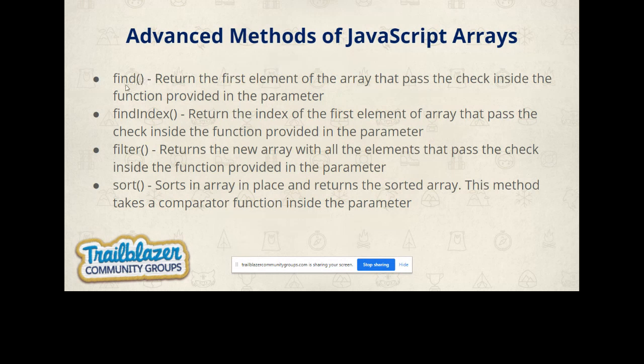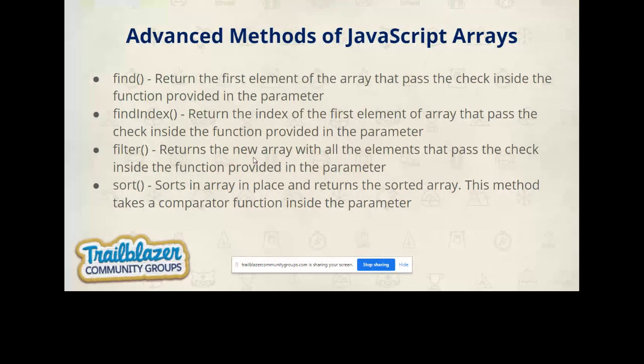It will automatically find, or you can say perform a linear search inside your array, and it will return you the element that you want to get. And it will automatically check according to the function that you are passing in the parameter, which kind of element you want to get from the array. Similarly, we have the findIndex method, which will return me the index of the first element of the array that passes the check inside the function provided in the parameter. And then we have the filter method, which will return me a new array with all the elements that pass the check inside the function provided with the parameter.